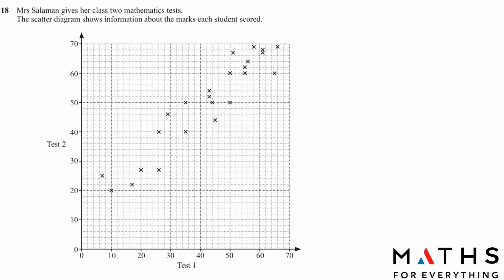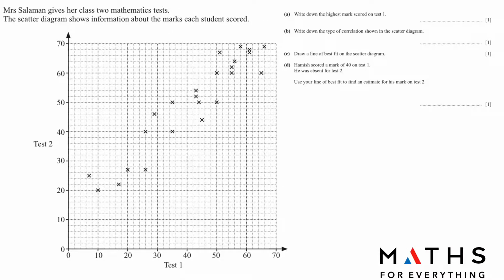Question number 18, we have a scatter diagram. Mrs. Salman gives her class 2 mathematics tests. This is test 1 and test 2. The scatter diagram shows information about the marks each student scored. A. Write down the highest mark scored on test 1.